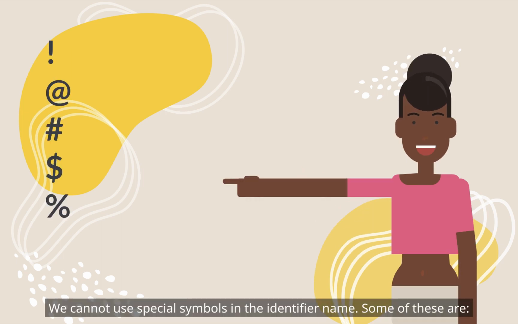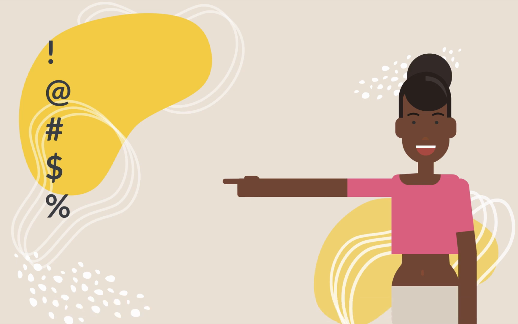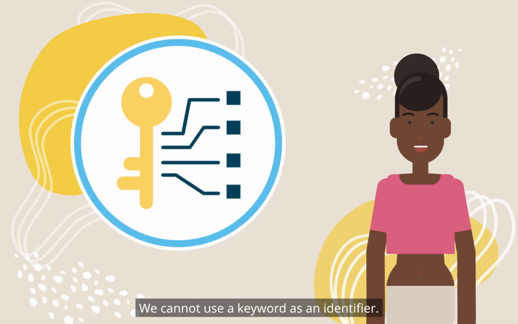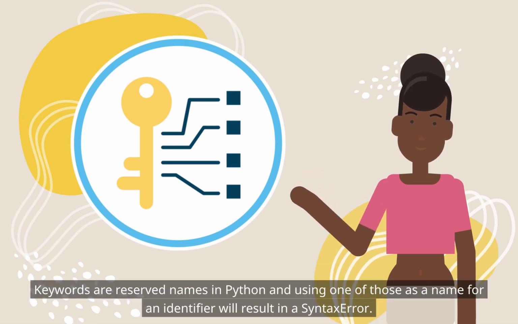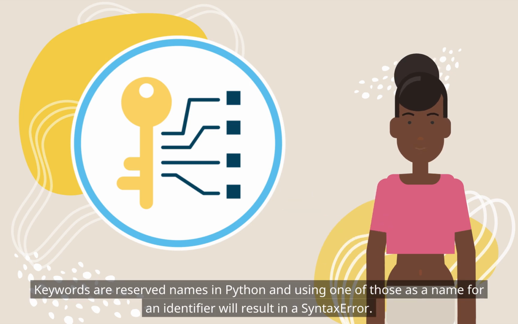We cannot use special symbols in the identifier name. Some of these are: We cannot use a keyword as an identifier. Keywords are reserved names in Python, and using one of those as a name for an identifier will result in a syntax error.